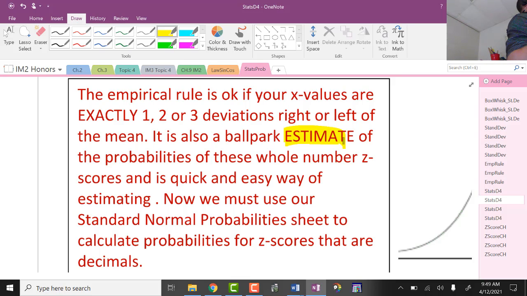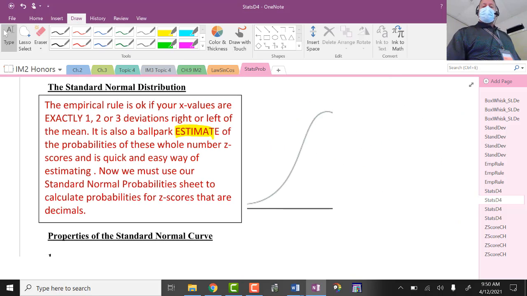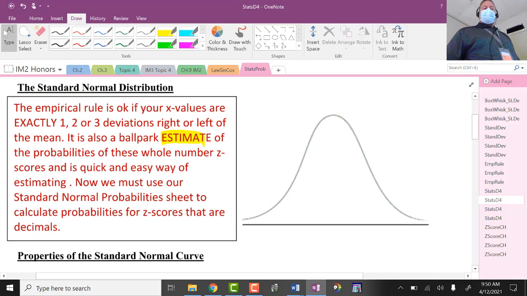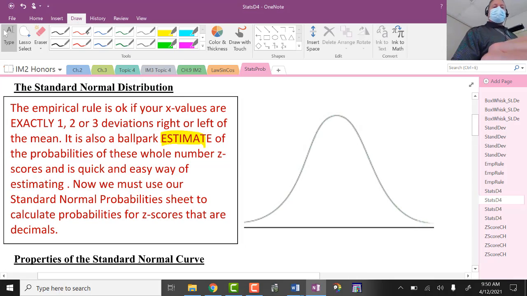The only way the empirical rule works is if you are exactly spot on 1, 2, or 3 deviations from the mean left or right. If you have a z-score of 1.34, empirical rule does not work, and you can't find those probabilities. So that's what we have today. And then I'll show you how that empirical rule is an estimate. The chart that I show you there actually shows that the empirical rule is a little bit off and is not a perfect indicator of probabilities.